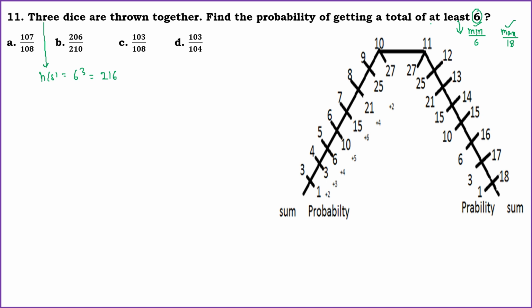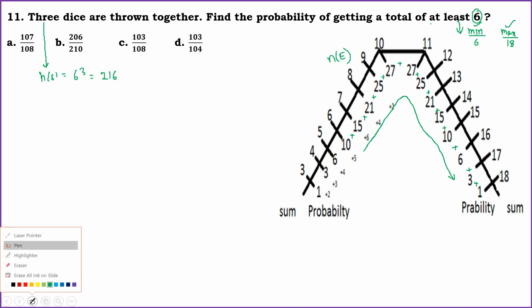That means we have to add 10 plus 15 plus 21 plus 25 plus 27 plus 27 plus 25 plus 21 plus 15 plus 10 plus 6 plus 3 plus 1. We have to add all these values for n of E.